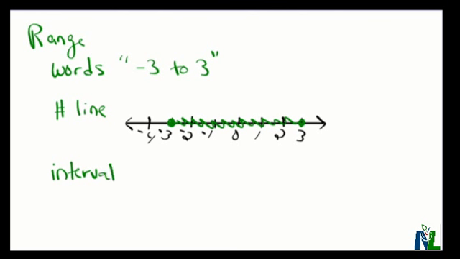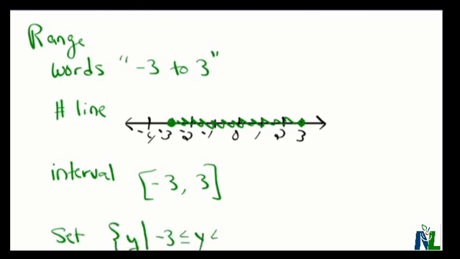My interval notation, again, would go from -3 to 3 with square brackets because those points are definitely included. And my set notation then would just describe y, so that it's going to be between -3 and 3.